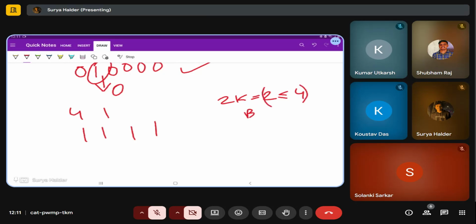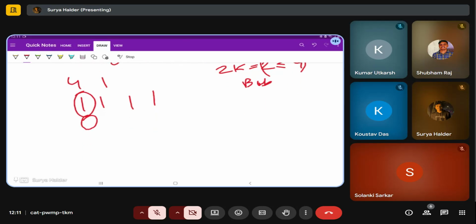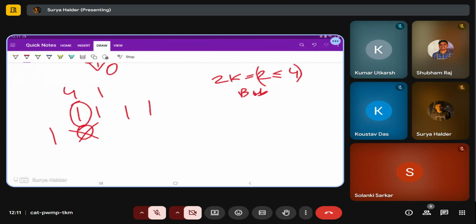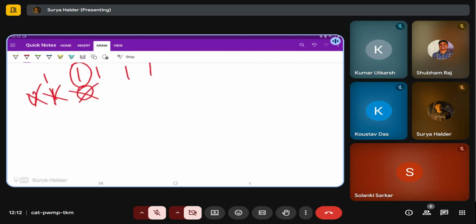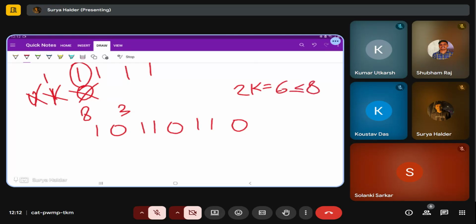So in this case, by my formula, Bob will win because Alice can choose this one and convert it into 0. Bob will simply replace it back. After that, Alice will again convert it into 0. Bob will simply replace it back. So in this case, the game will go on for infinite time. So Bob will be winning. If 8 and 3, 1 0 1 1 0 1 1 0. So 2 into k, that is 6. 6 is less than or equal to 8. So in this case, Bob will be winning.